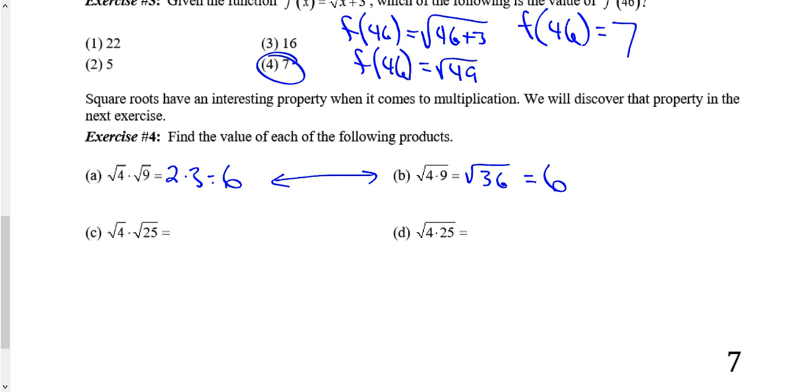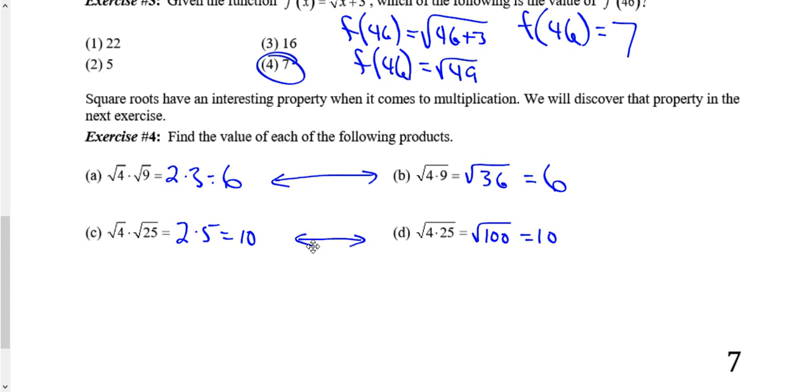Well, those, right? Let's look at C. Square root of 4 is what? Times what? 5, which is 10. Now look what they do. So that's the square root of what? 100. And what's the square root of 100? 10. Okay. So are you seeing a little pattern or property here? You multiply square roots, the same as multiplying and then taking the square root.